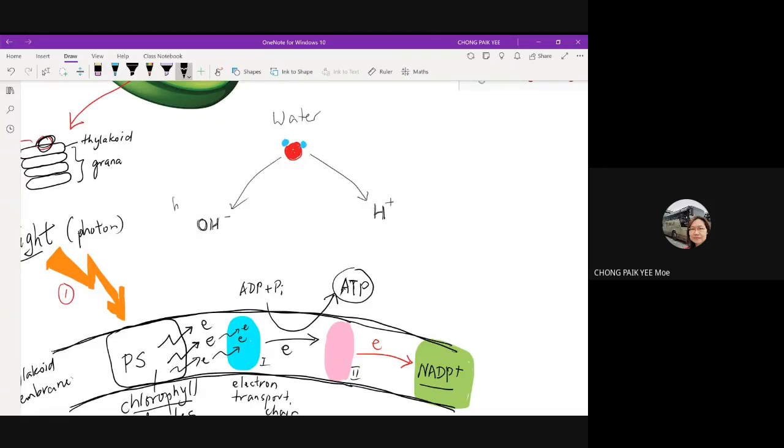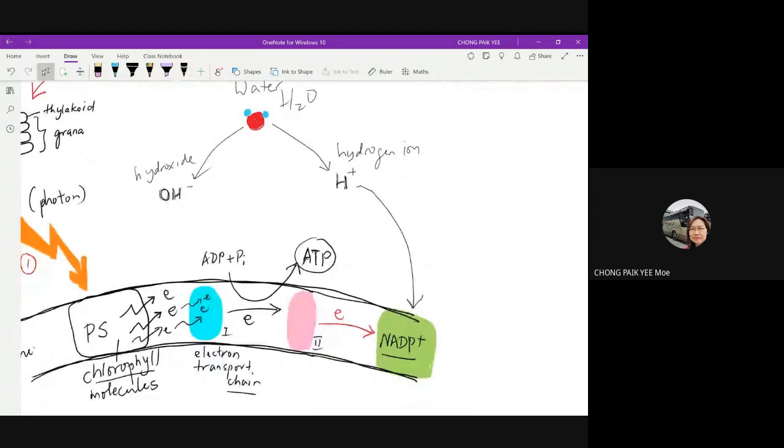This is a hydroxide ion, and this is a hydrogen ion, hydrogen. Because H2O, you have two hydrogen and one oxygen. So when you split, you're going to get one hydrogen ion and one hydroxide ion. So this one is going to go here. Your hydrogen ion is going to be received by your NADP+ plus electron. So actually it takes one hydrogen atom and two electrons every time.